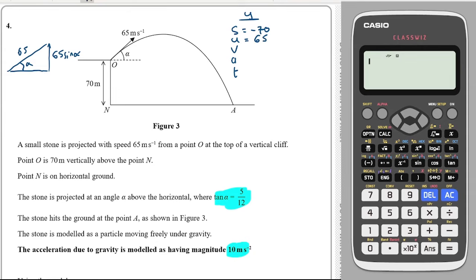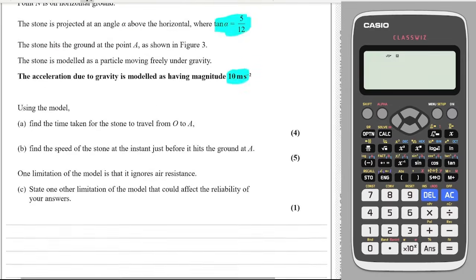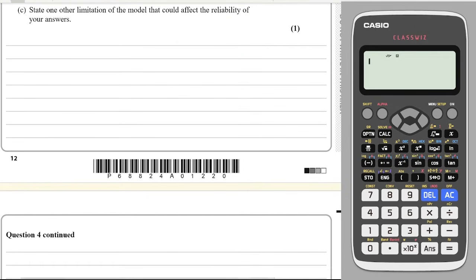So that's going to be 65 sine alpha. And we also know the acceleration due to gravity is minus 10. It's always going downwards, gravity is always pulling you down. And t is what we're trying to find. So we're going to use the one which does not contain v, and that is s equals ut plus a half at squared. So let's go grab some space down here. And I will write that s equals ut plus a half at squared.